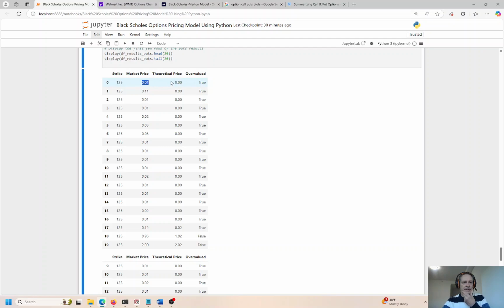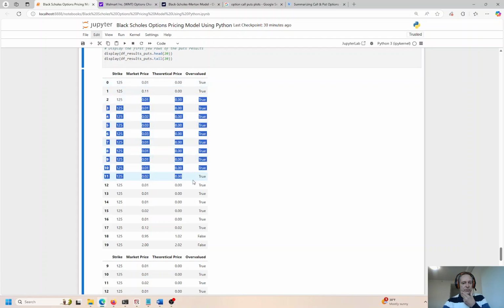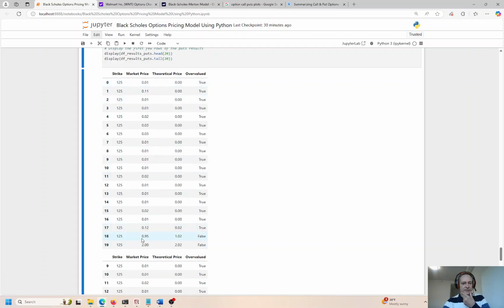So we have the strike price, market price, theoretical price, overvalued. The market price is 1. This is less, so these are overvalued. We wouldn't buy any of these. This is actually undervalued right here. The market price is 95 cents. It's worth $1.02. The market here is asking $2. This is worth $2.02. So these two you could buy and make a profit on.